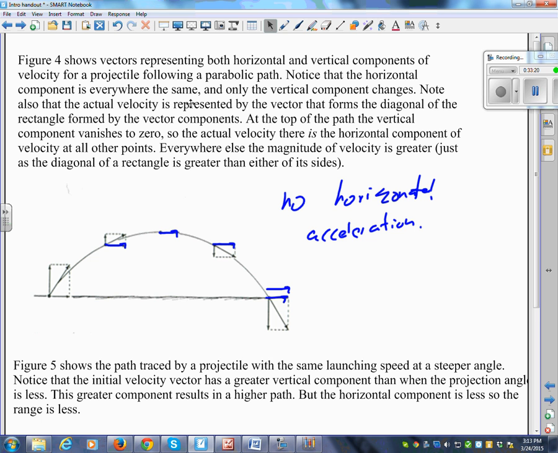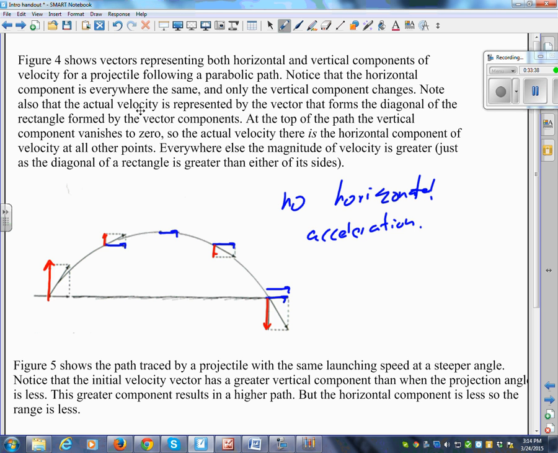Note also, only the vertical component changes. Here's the vertical right here, right? There's vertical. Why is it differing? Because of gravity. What's the vertical component right here? 0.